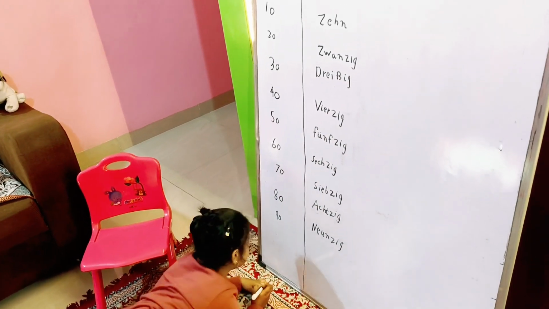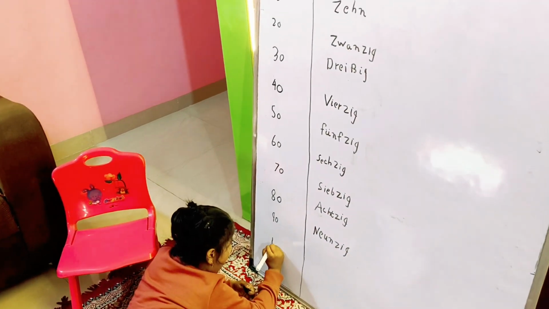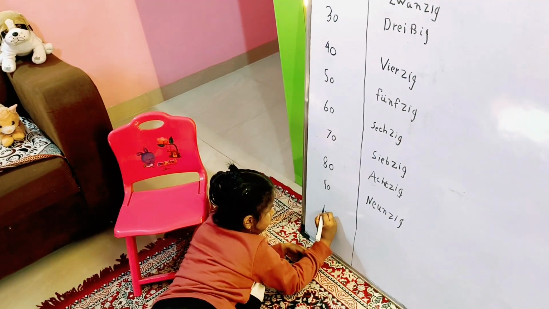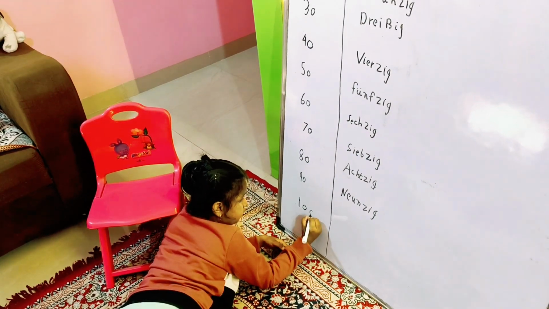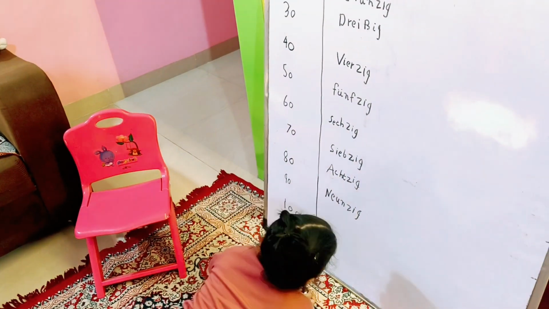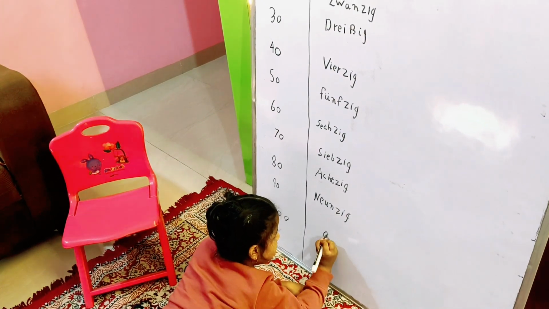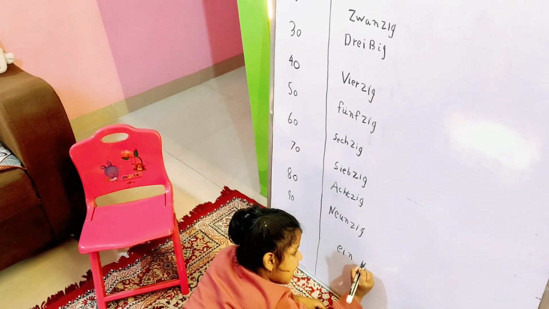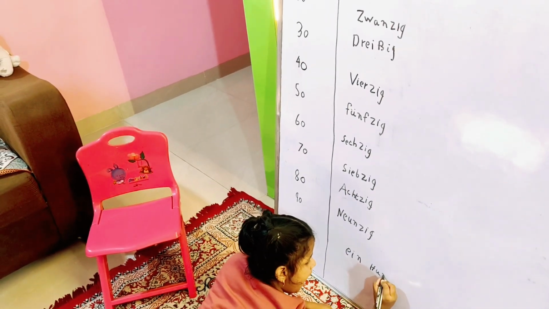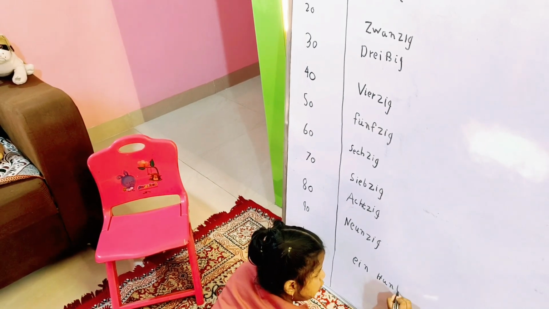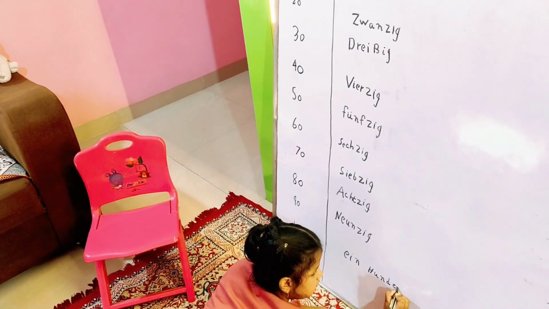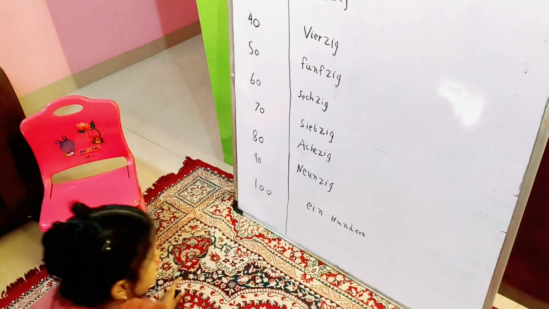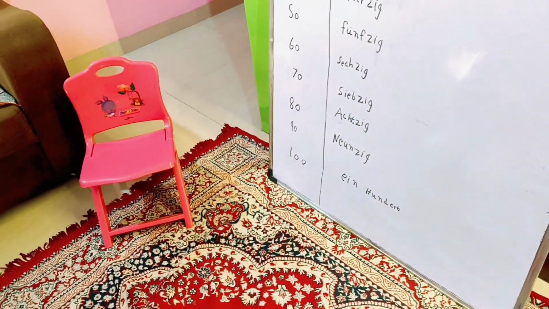What will we say in German for 100? Hundert. H-U-N-D-E-R-T. Hundert. Okay, 100.